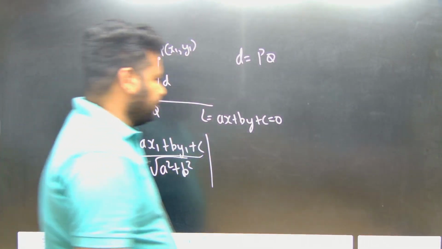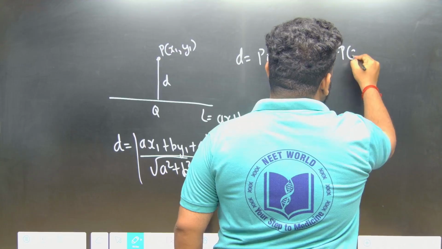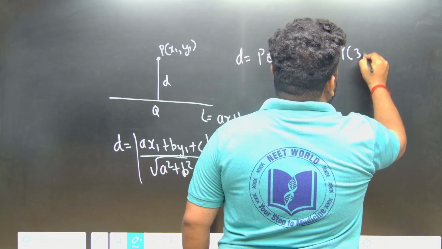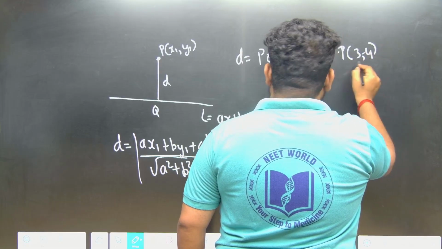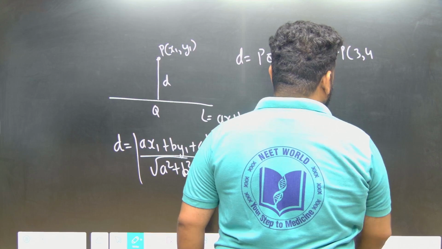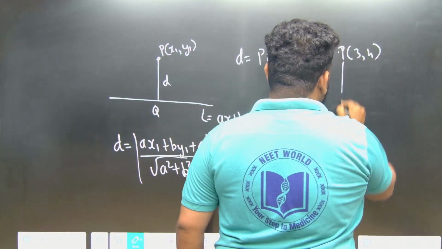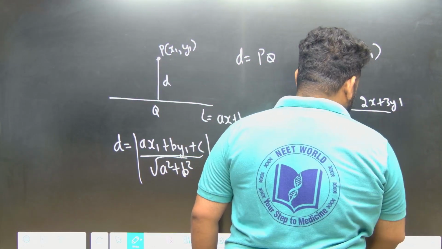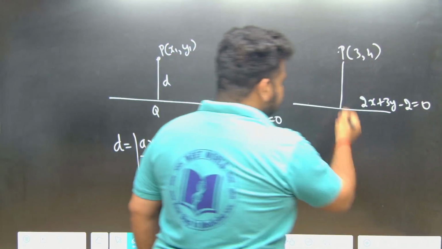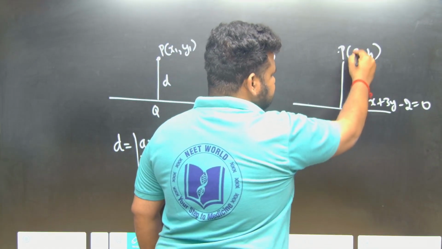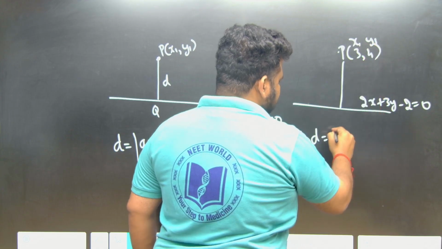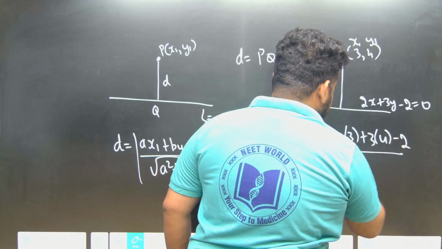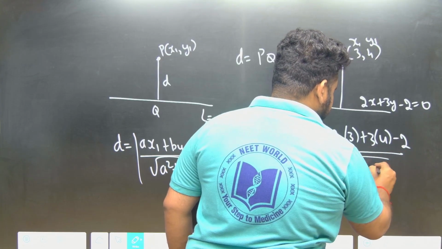For example, if you want to find the distance from the point P given as 3 comma 4 to the line given by 2x plus 3y minus 2 is equal to 0. Using the distance formula, x1 is 3, y1 is 4. So 2 into 3 plus 3 into 4 minus 2, divided by the square root of a square plus b square, that is 3 square plus 4 square. So what do we get?